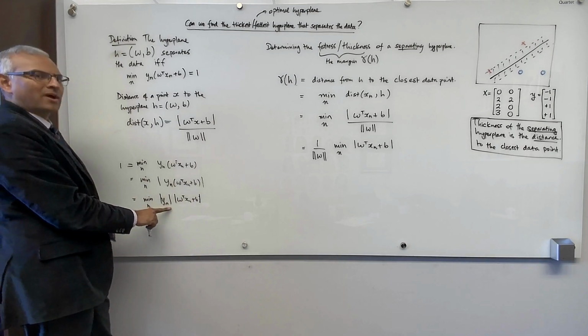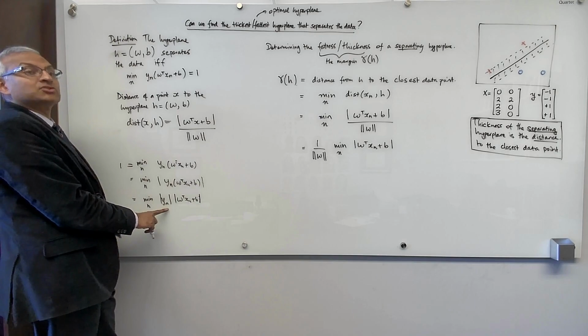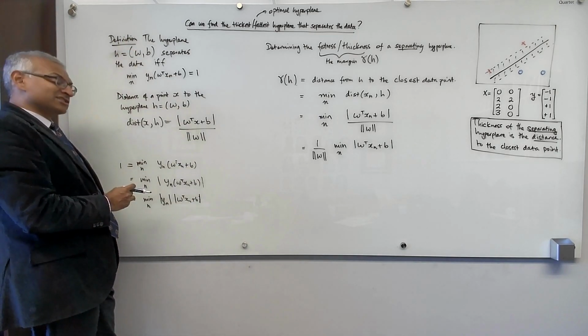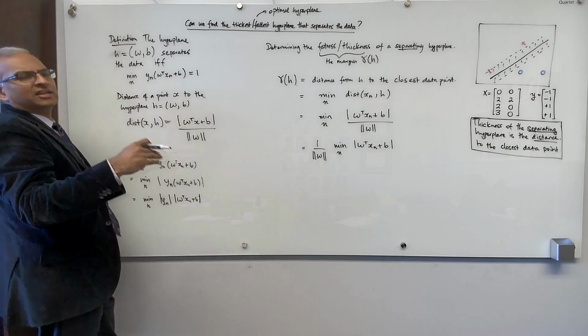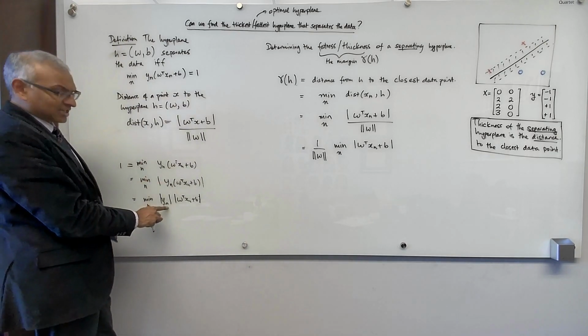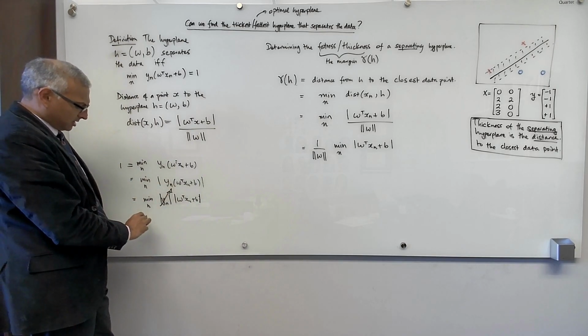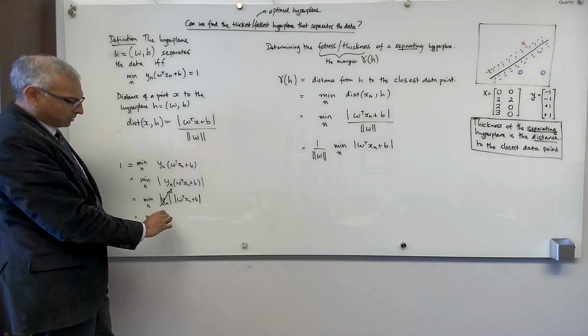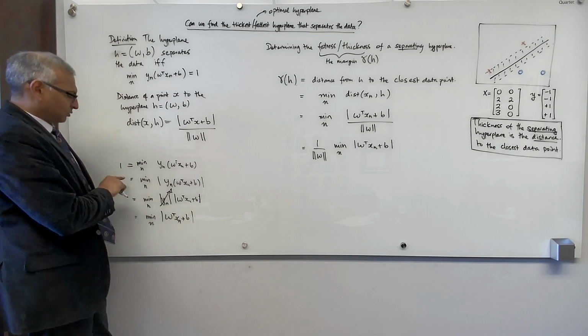And what's the magnitude of yn? That's one of the convenient things of making our yns plus or minus 1. In some places you will see that people define classification as 0 or 1. Well, it's much more convenient to define it as plus or minus 1, because the magnitude of this yn is now 1. So this is the minimum over my data points of W transpose Xn plus B, and this is equal to 1.